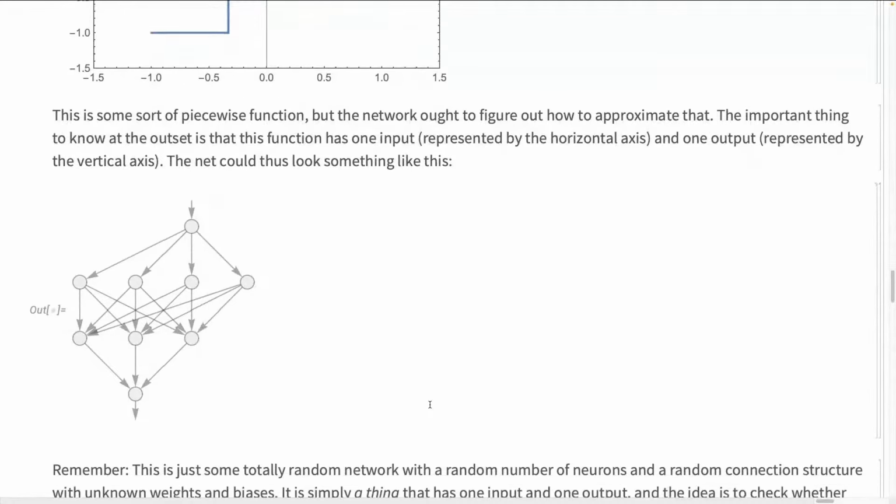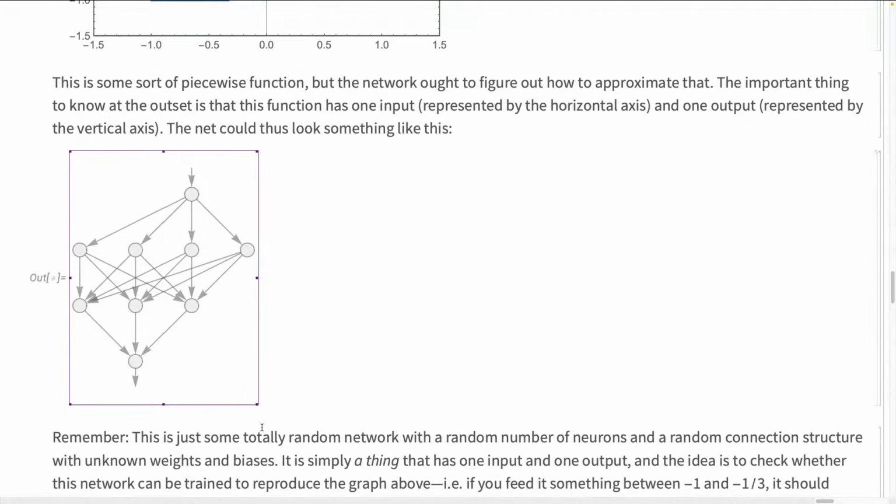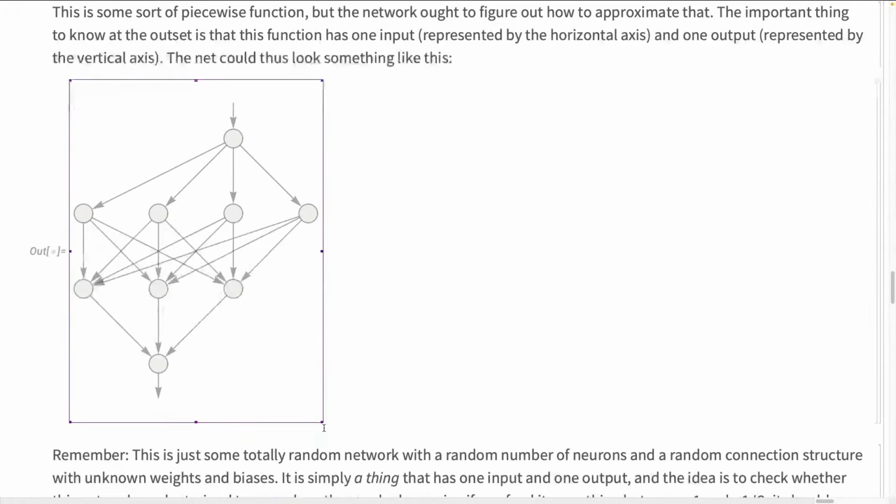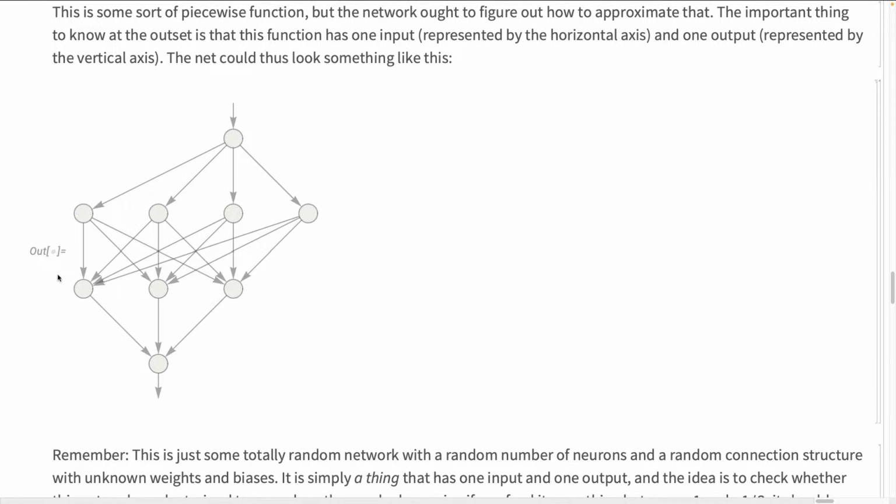One input, one output. So theoretically, the network then could look something kind of like this. And again, this is just totally random. This is not some wise thing where, if you don't understand the shape of this, you're missing something. This is just a totally random thing. We've got an input and we've got an output, and then everything in between, we're just saying, put some stuff here and connect it. Who knows?